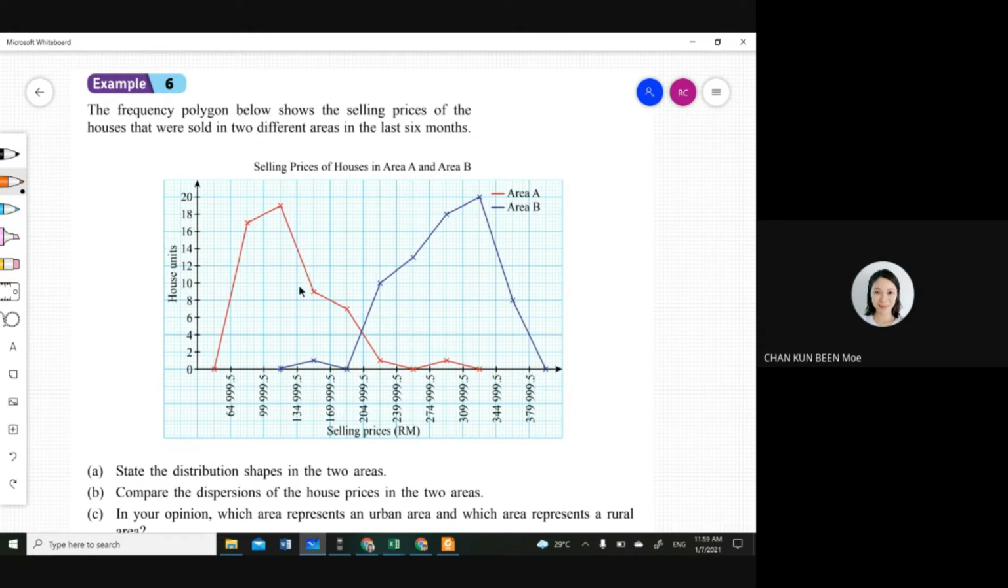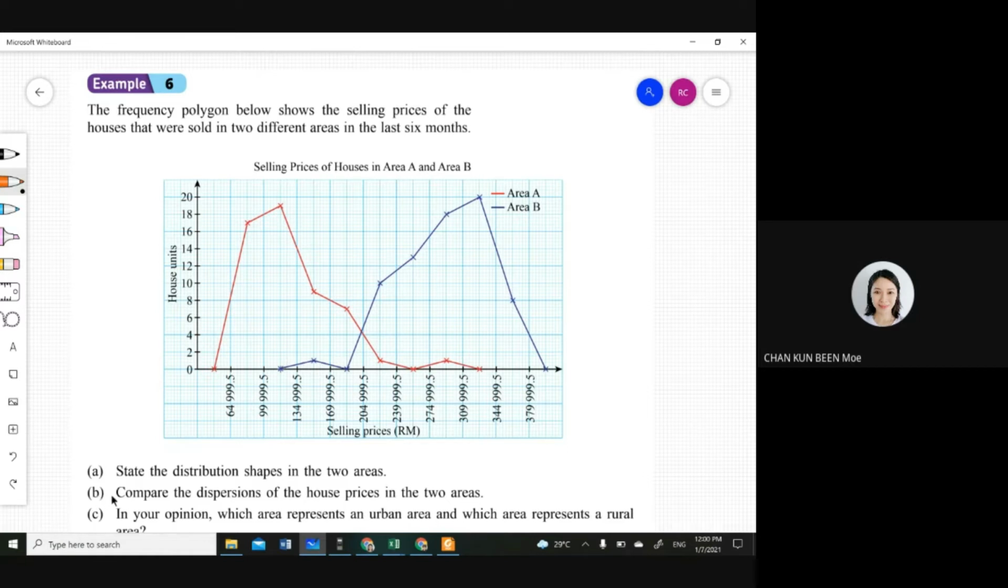Just want to test you only. Right? So this is a right skewed graph. Okay, what about the area B here? Left skewed. Yes, left skewed. Okay, so you just need to mention that the distribution shape of area A over here is skewed to the right, whereas for area B over here is skewed to the left.